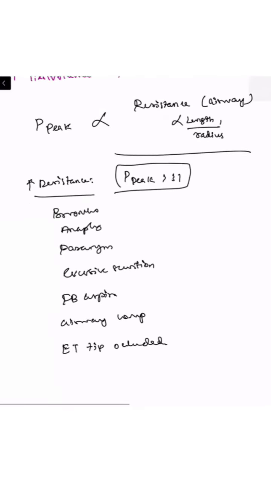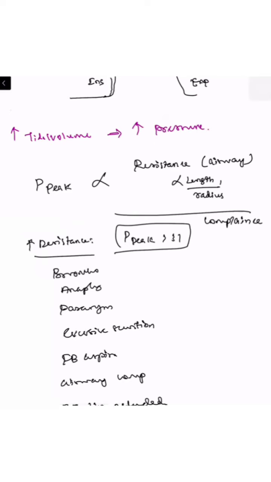Likewise, it will be inversely proportional to the compliance. Why? We have already discussed this. Pressure and compliance will be inversely proportional. Whenever there is an increase in compliance, you will automatically have a reduced P peak. Whenever the patient has reduced compliance, you will have an excessive P peak.